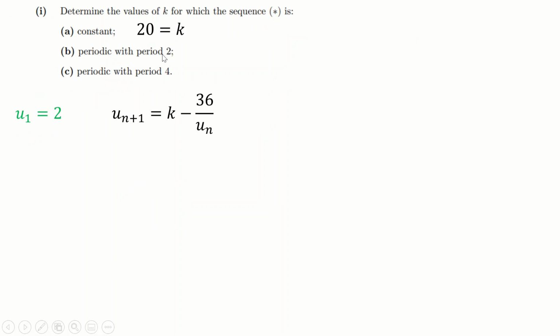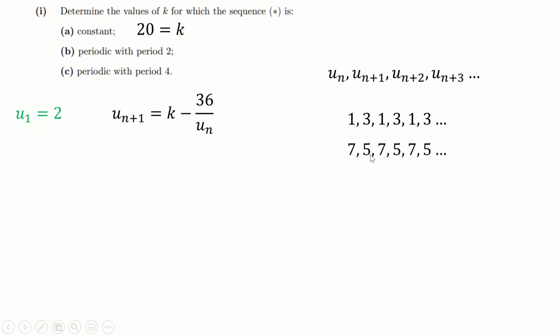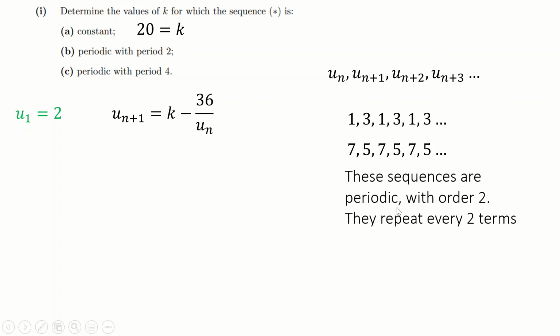Periodic with period 2. So what does this mean? Well, for a sequence to be periodic with period 2, it repeats itself every 2 terms. So it goes like this, 1, 3, 1, 3, 1, 3, or like this. It repeats itself every 2 terms. Now, what does this mean for my un? Well, it means un must be equal to u(n+2). Which means, for instance, if n was 1, that u1 is equal to u3.